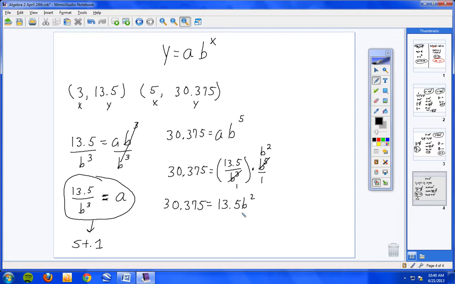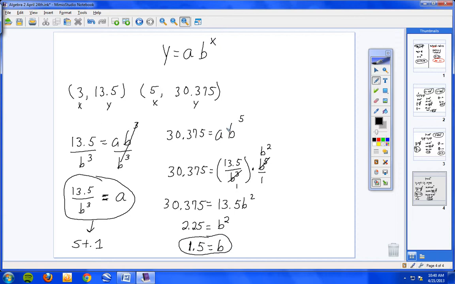30.375 divided by 13.5, and you will get 2.25. So 2.25 equals b squared. And now you should know what to do next. You take the square root of both sides. And so if you take the square root of 2.25, you do get an exact number. You get 1.5. And of course, the square root of b squared is just b. So there we found b.